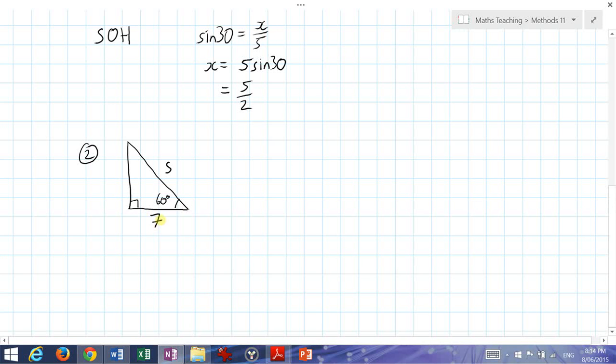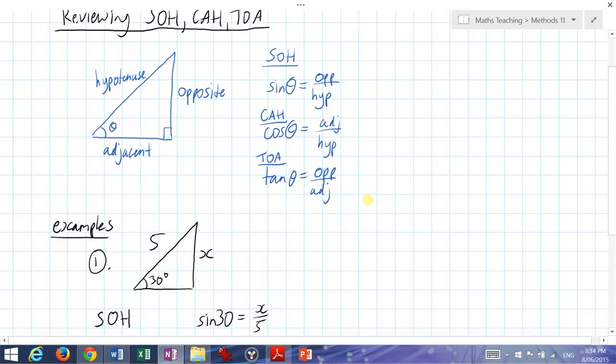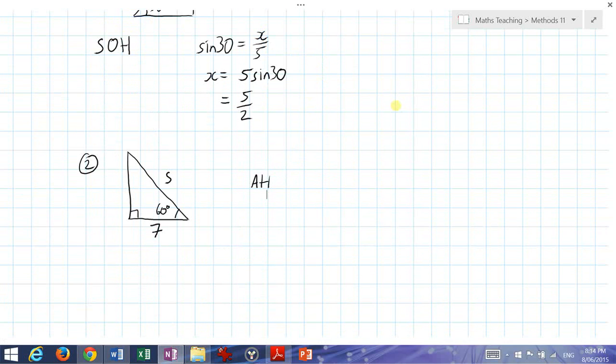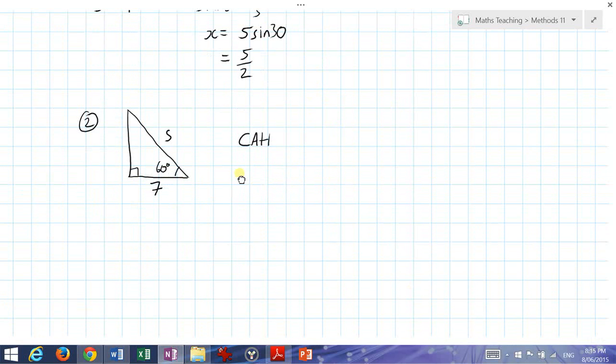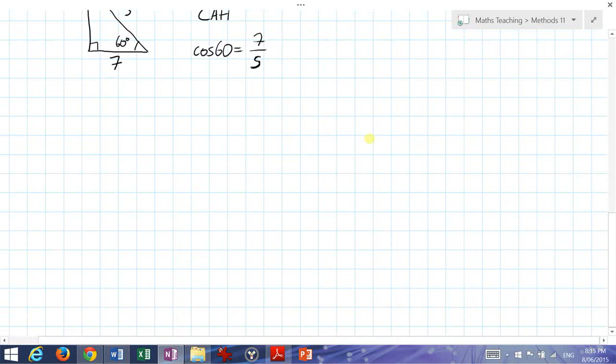So I have here the one next to the angle, the adjacent, and S is the hypotenuse, so I'm working with the adjacent and hypotenuse, and looking at SOH CAH TOA, I've got to use cos, CAH. And I can set up my equation and say that cos of 60 degrees equals the adjacent, which is 7 on S.